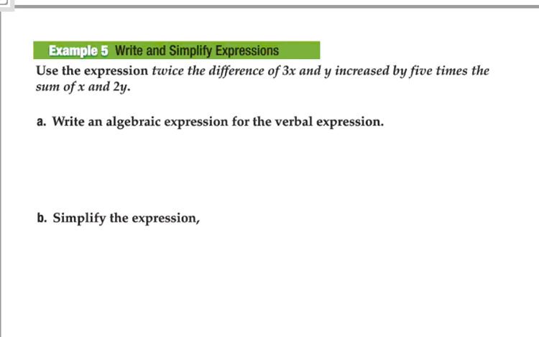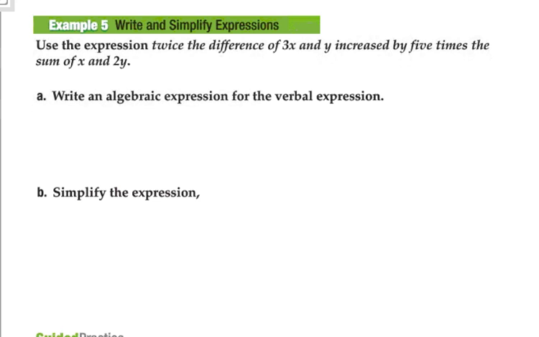All right, moving on. Here's one where we have to write and simplify expressions. A couple words in here that we have to kind of get used to. It says that we're supposed to use the expression twice the difference of 3x and y increased by 5 times the sum of x and 2y. All right, that's a lot of different words in there. One thing that we have to see, words like the difference of, the sum of. Anytime you see those words, that means that we have to put a parenthesis around what they're talking about.